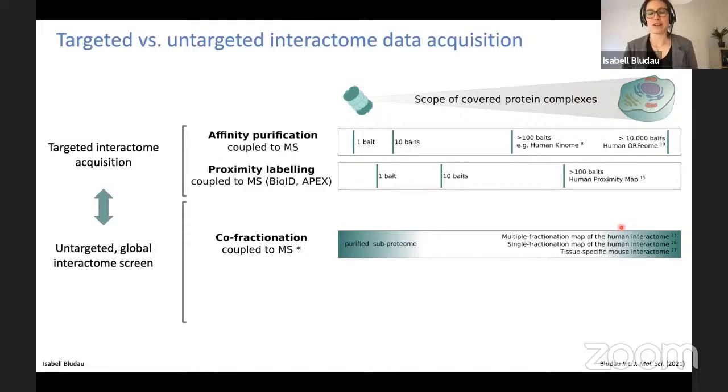This is, of course, practically not possible at the moment, but this is mainly due to technical limitations. So we cannot cover the entire proteome by our proteomics methods at this stage, but we hope to get there pretty soon. And yeah, so the limitation is not the concept of the data acquisition.